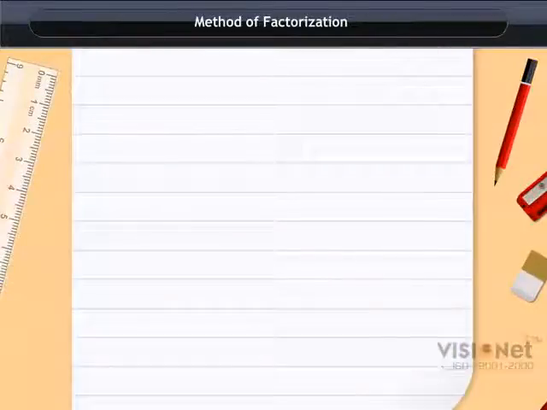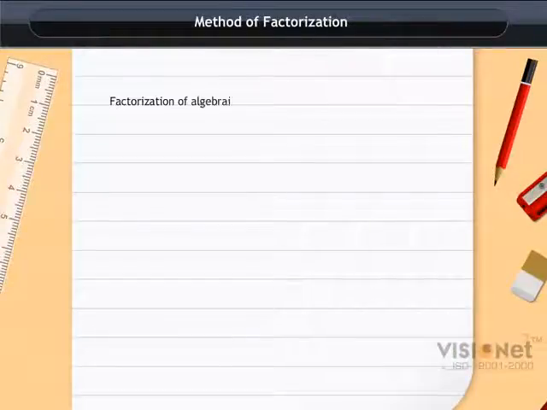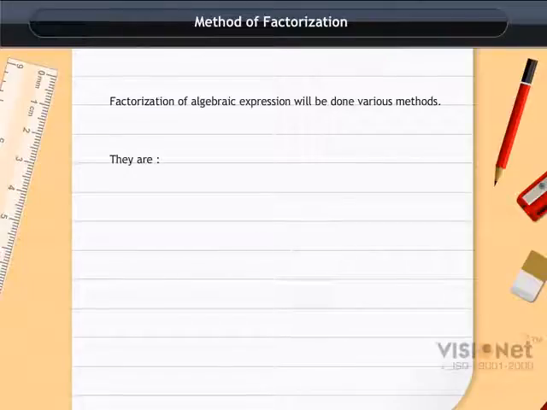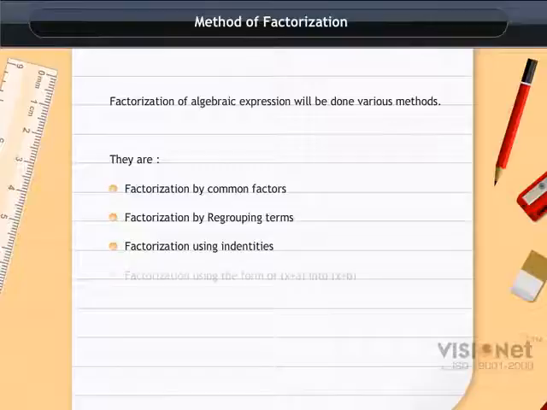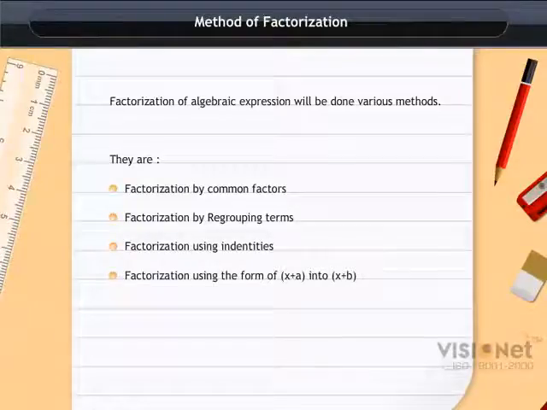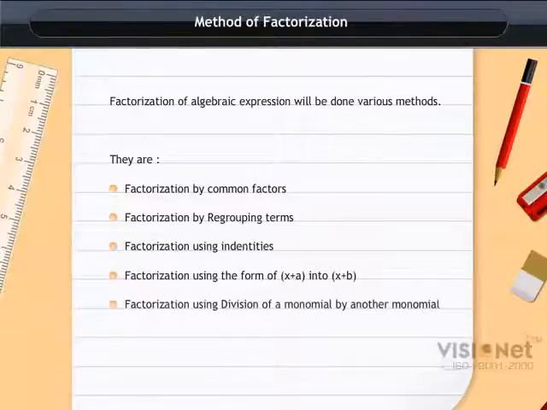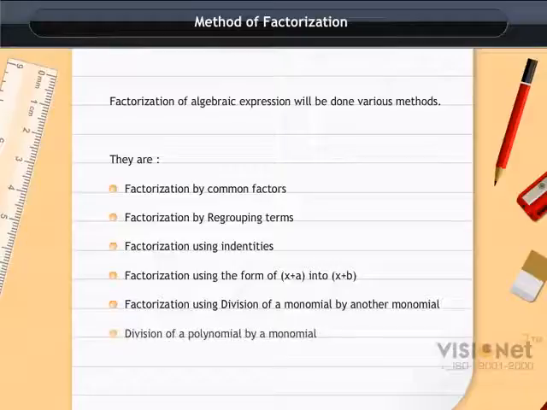Methods of factorization. Factorization of algebraic expressions will be done by various methods. They are factorization by common factors, factorization by regrouping terms, factorization using identities, factorization using the form of (x + a)(x + b), factorization using division of a monomial by another monomial, and division of a polynomial by a monomial. Let us learn these methods.